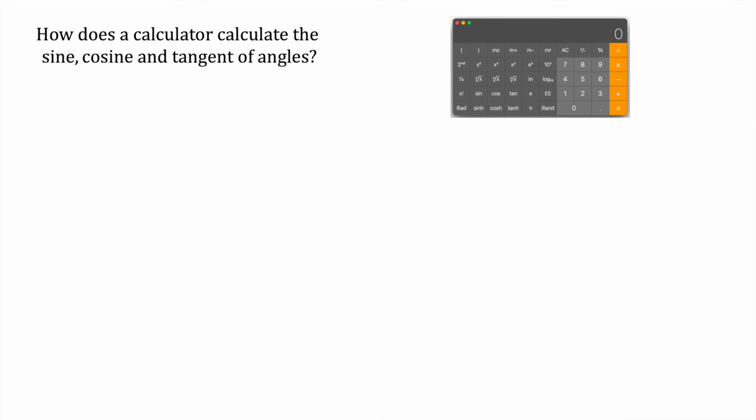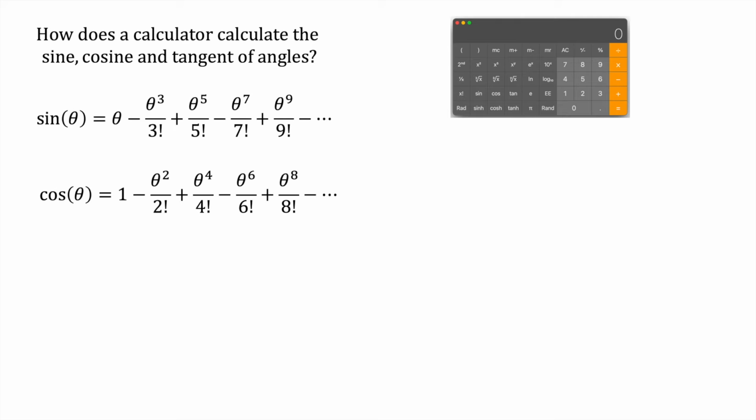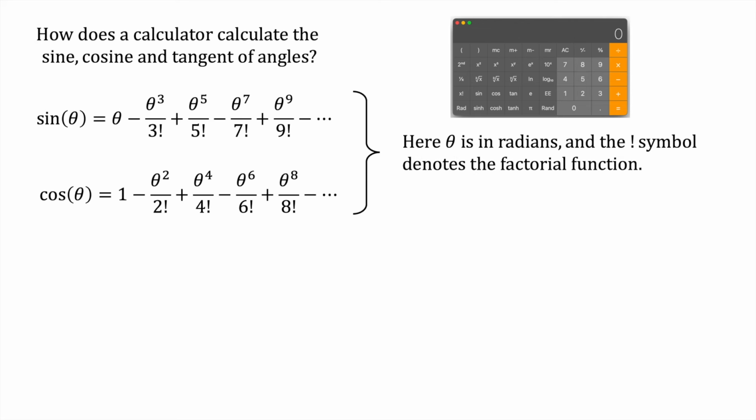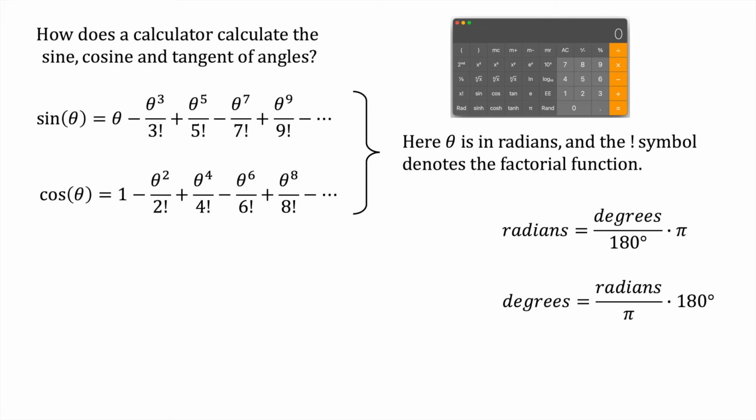If you've ever wondered how a calculator calculates the sine and cosine of angles, it does so with the following formulas. As complicated as these formulas appear, they only involve the operations of addition, subtraction, multiplication, and division. In these two formulas, exponentiation is essentially repeated multiplication. Also, the angle theta is in radians, not degrees, and the exclamation mark symbol denotes the factorial function. The formulas to convert between radians and degrees are shown here.